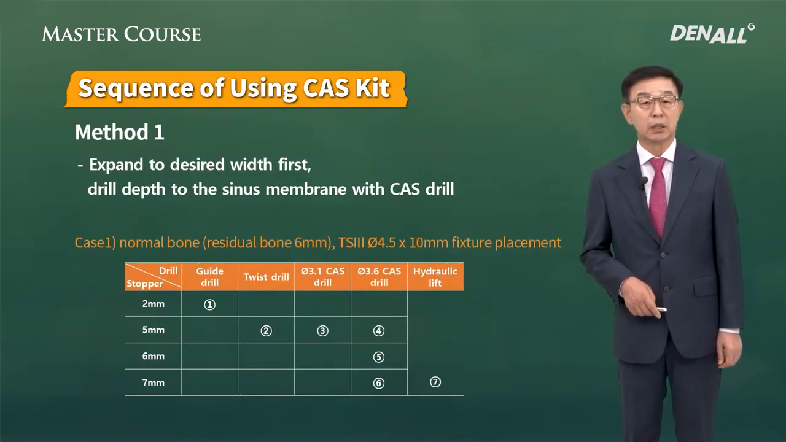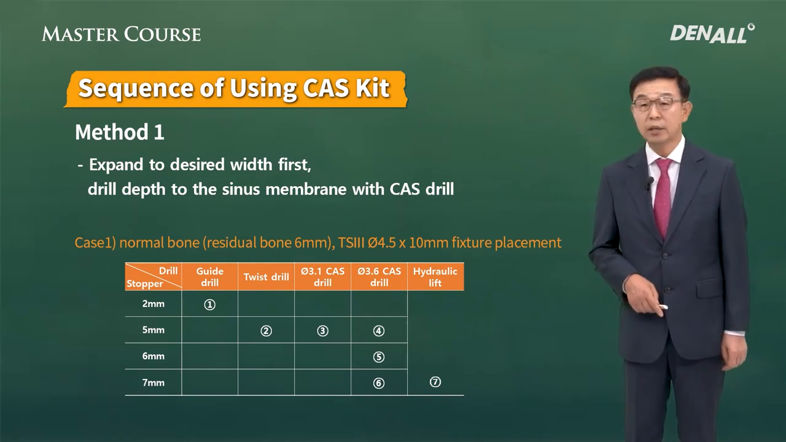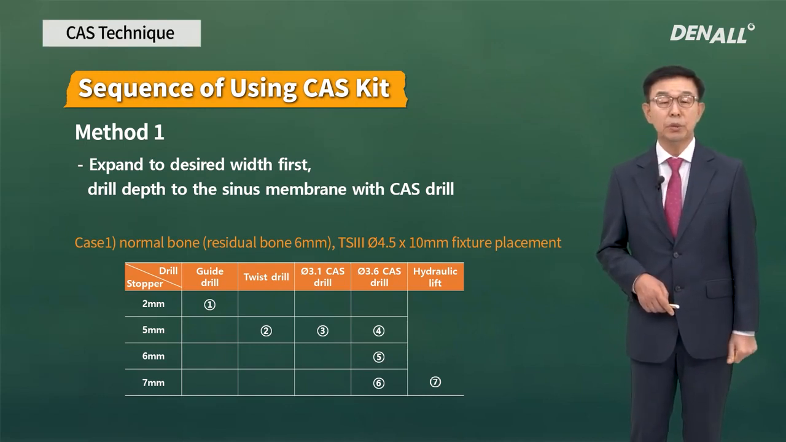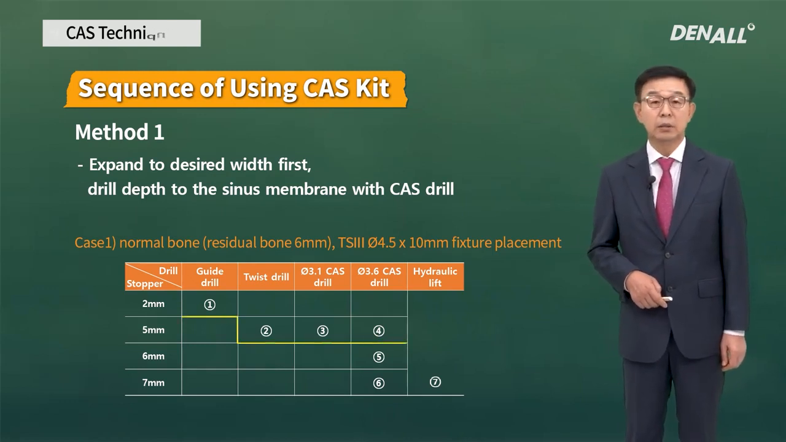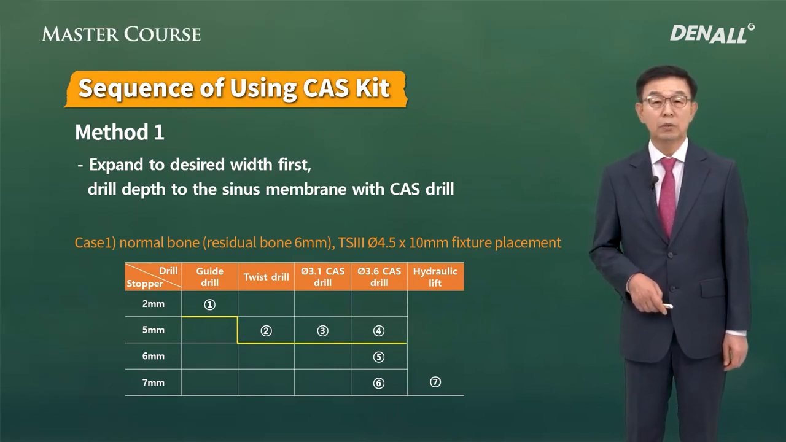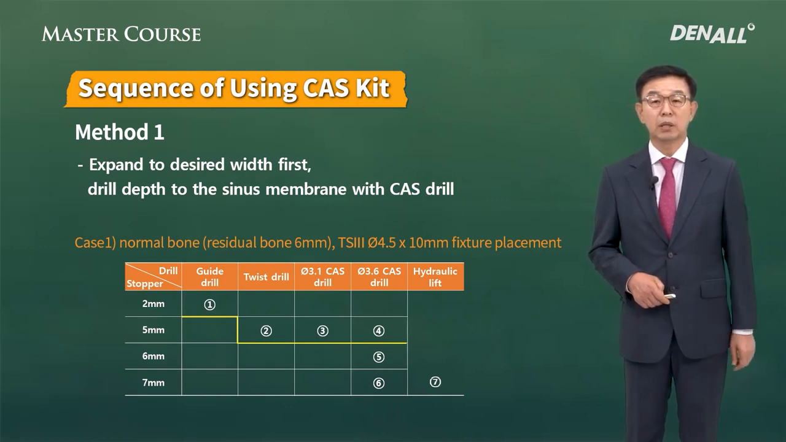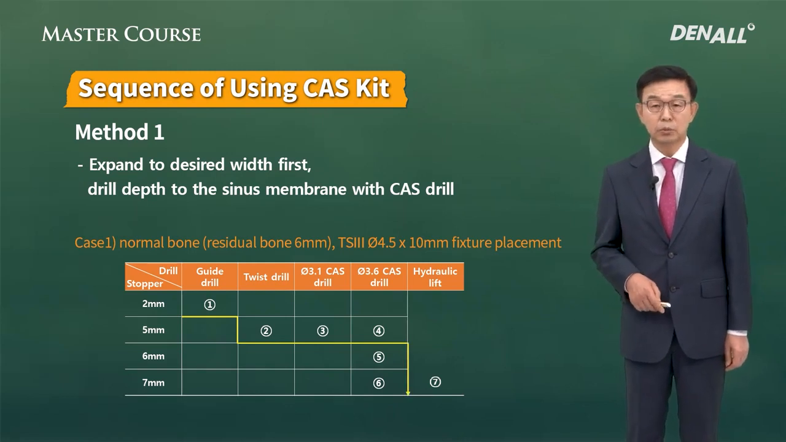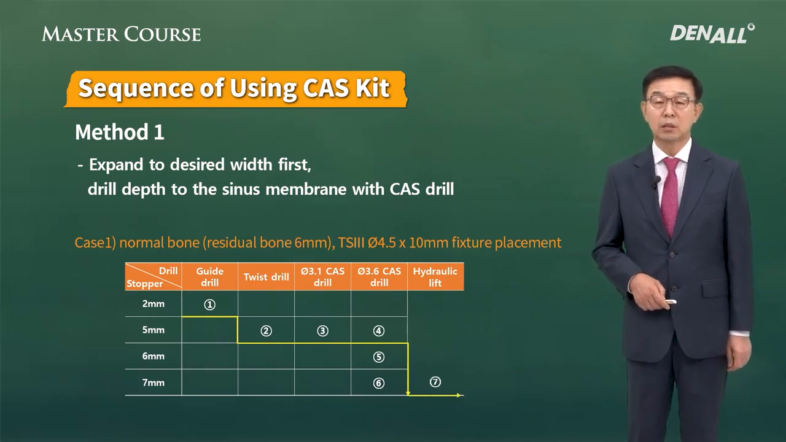First method, you expand to the desired width and then drill the depths. For example, if the residual alveolar bone is 6 millimeter and I want to place 4.5 implant, guide drill is used, a twist drill is used after that. It is expanded to the desired width. The depth is expanded up to 3.1 and 3.6. Sufficient drilling is done to check that the sinus floor has been penetrated. Hydrolift is done and implant is placed.